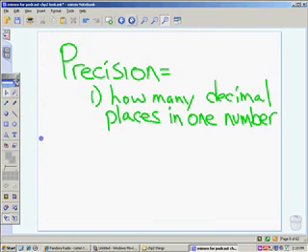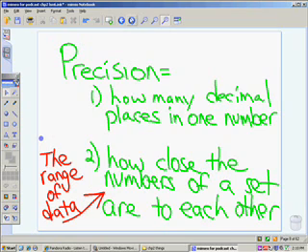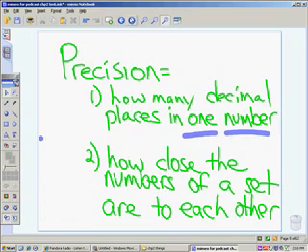Here's how I would summarize the article. Precision can be defined in one of 2 different ways. The first way is how many decimal places are in a single number, or how close the numbers of a set are to each other. In other words, the second definition is how big is the range of data. Now please remember, with these 2 definitions, the first definition refers to one single data point. The other definition refers to an entire set of many data points.